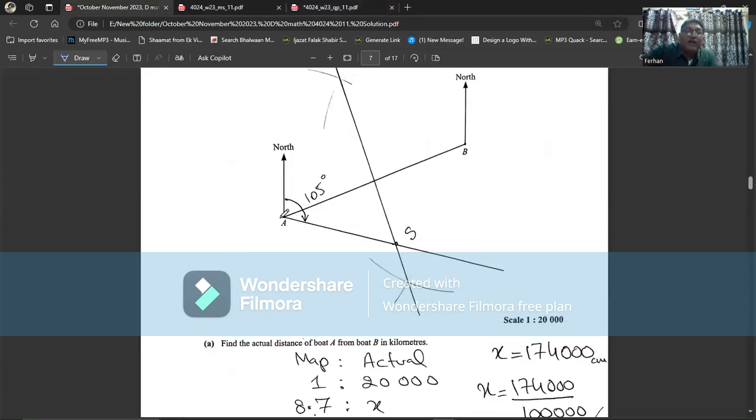So I will put my protractor here, and from here I will start counting. The zero of the protractor must be here. The crosshairs must be on A. I will start counting from here. Wherever is 105 degrees, I put a dot, then I will draw this line. So this is how you draw with the help of the bearing given. So the ship is somewhere here.